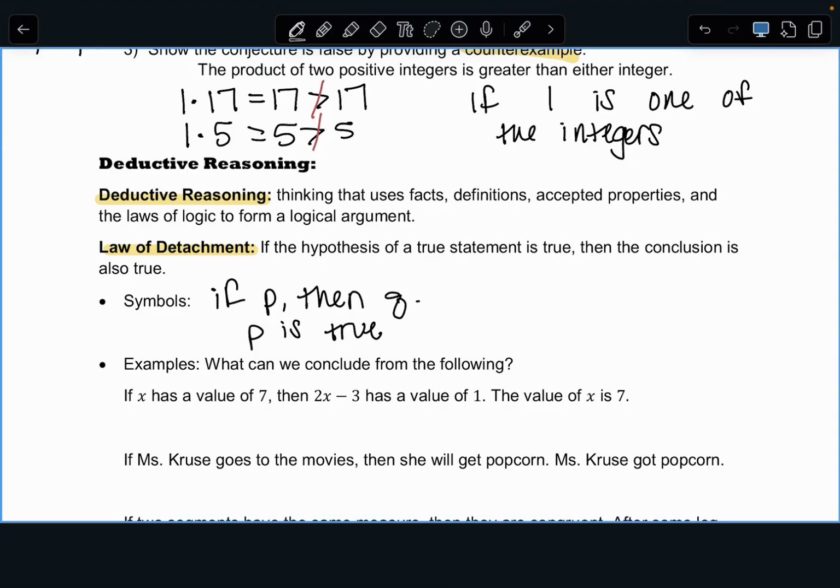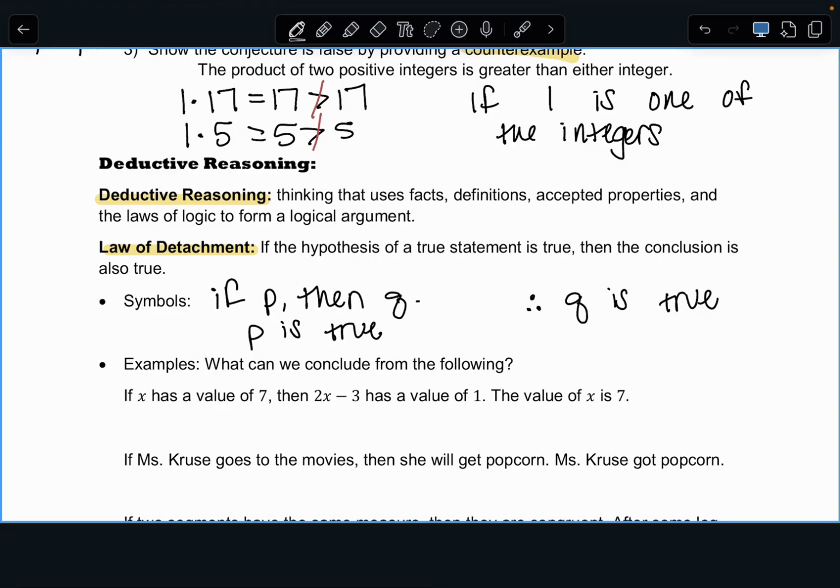You will then conclude, well, if my hypothesis is true, which it is, then my conclusion happens. So my conclusion, or what I actually conclude, is just Q, that Q is true. So let's do a mental example of this.